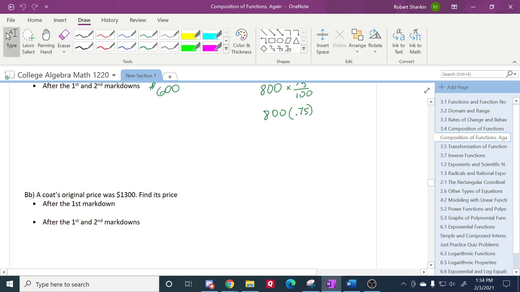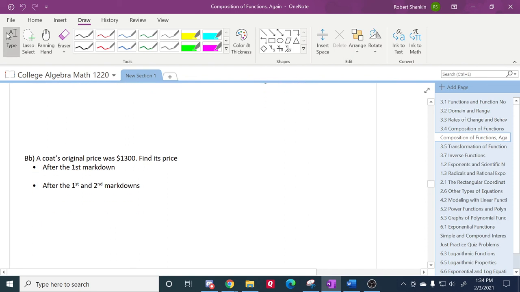All right, now let's go to the next one. A coat, original price was $1,300. Find its price after the first markdown, after first and second markdown. So go ahead and work on this on your own, and enter your answers into your group chat.